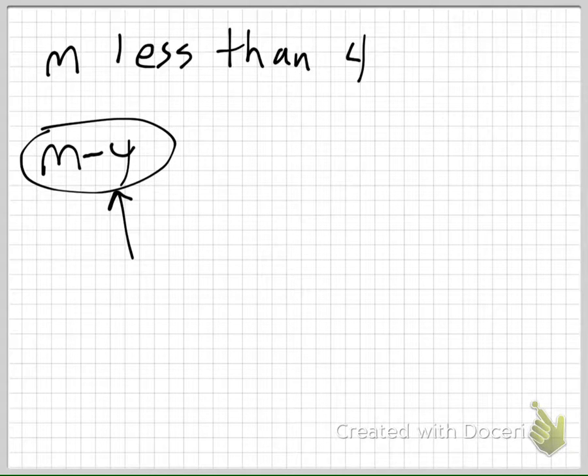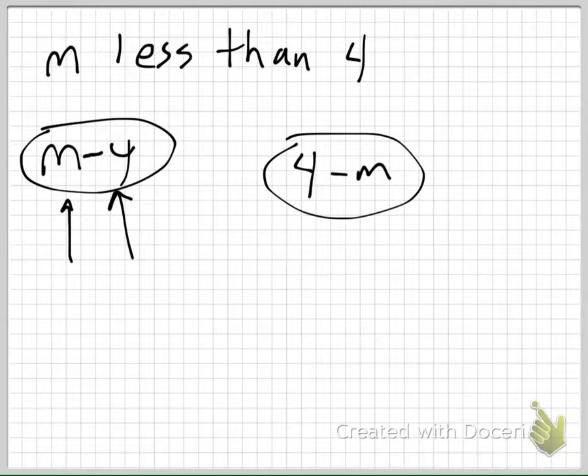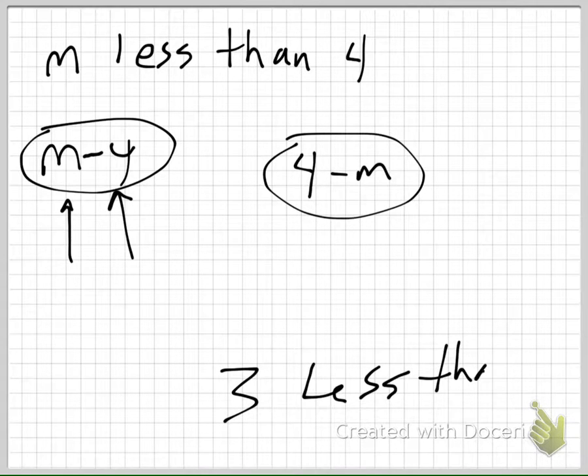Okay, here's the deal. This is wrong, because it's actually 4 minus m, and it's important that you understand why. Let's change these from m less than 4, and say I have 3 less than 7. Think about it. Just envision this. If I have 3 less than 7, how much do I have? 4. I have 4, right? 3 less than 7 is 4.